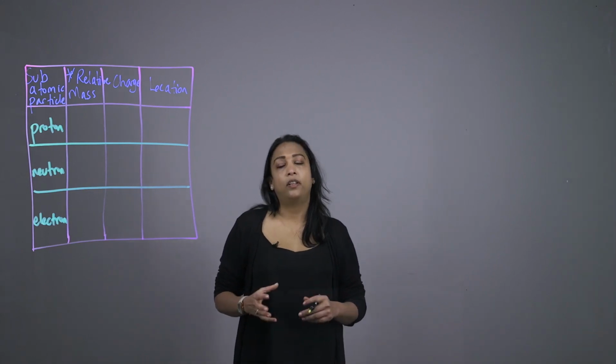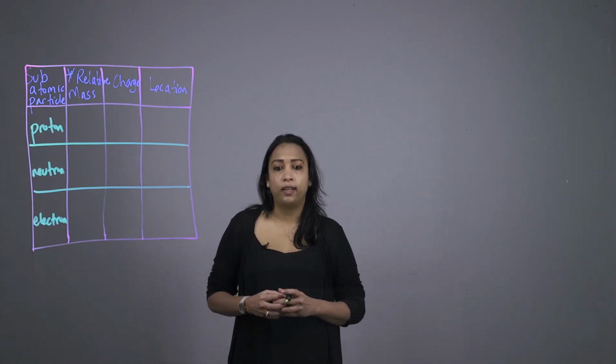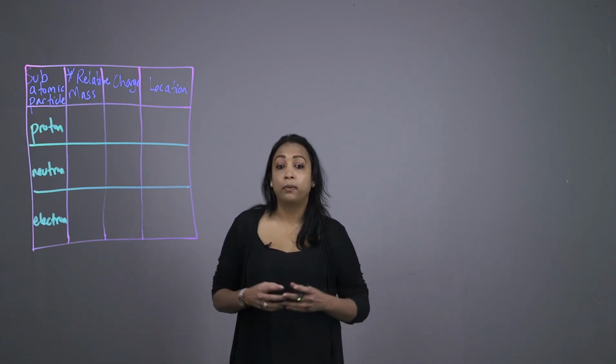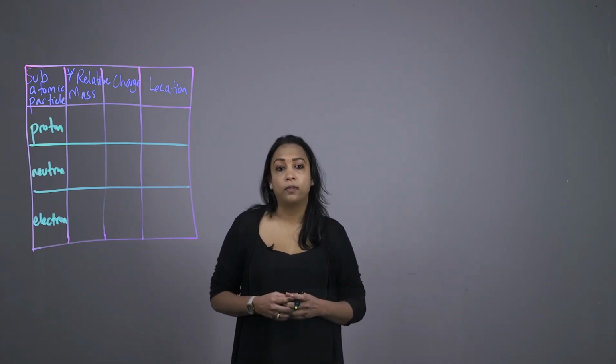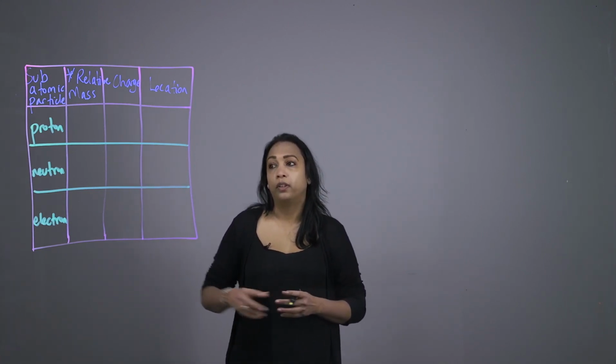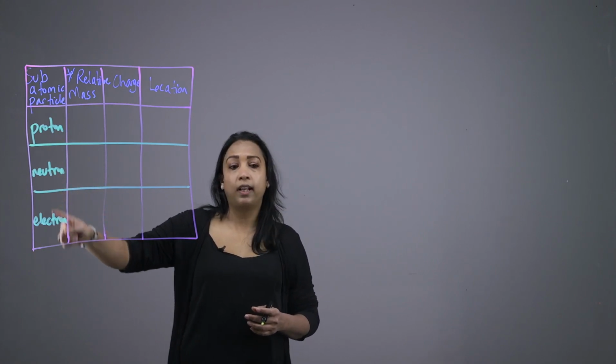So in the last video we met many atoms in the periodic table, and today we're going to be going a little deeper into the subatomic particles which make up atoms. There are three main subatomic particles that we need to be aware of: protons, neutrons, and electrons.